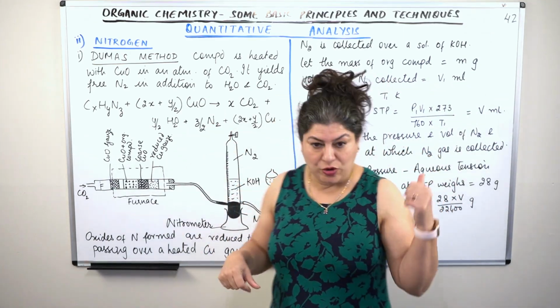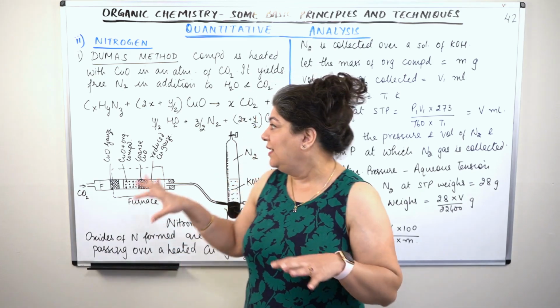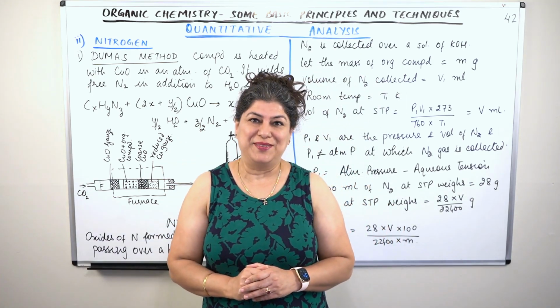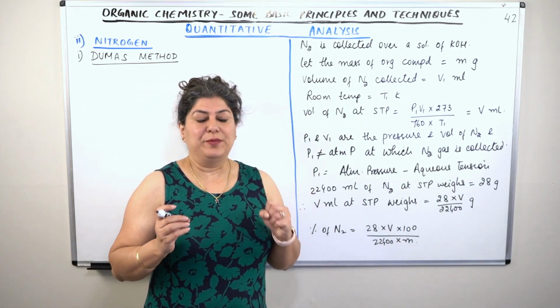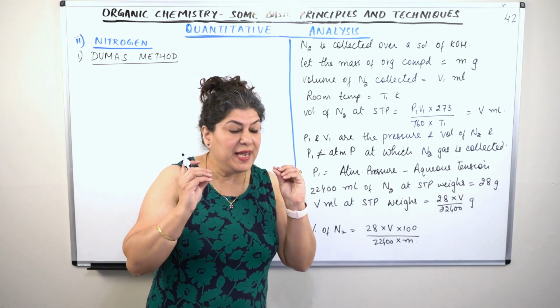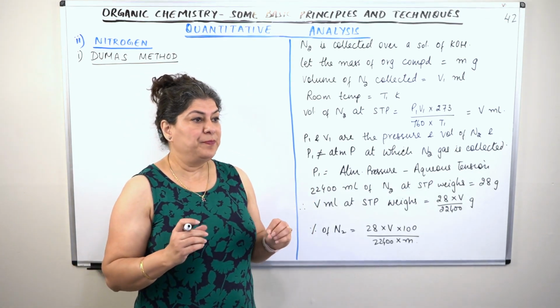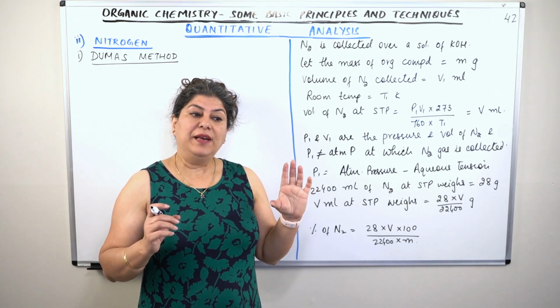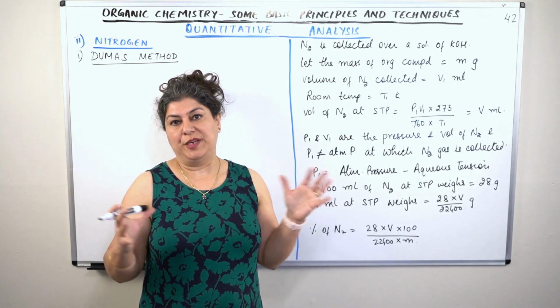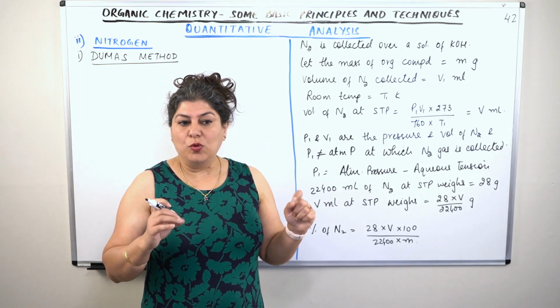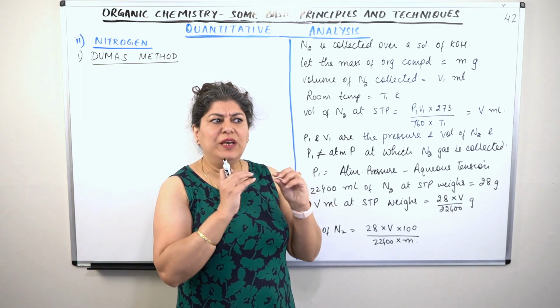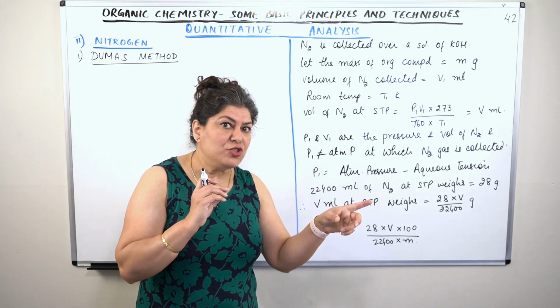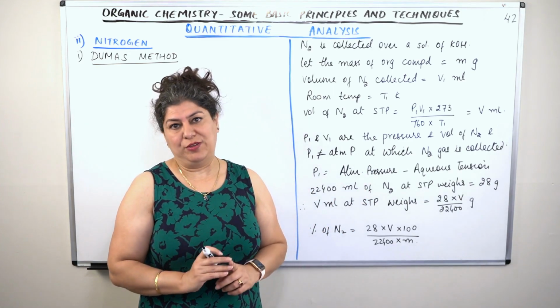Now I'll wipe this off in order to explain the mathematics of the Dumas method. Give me a minute. Let's now do the mathematical part. What are we aiming at? Let us first see that. We have found out the volume of nitrogen, and we have found it out at room temperature. But what is the information that we have, and how can we go about finding the mass of nitrogen from the volume of nitrogen?